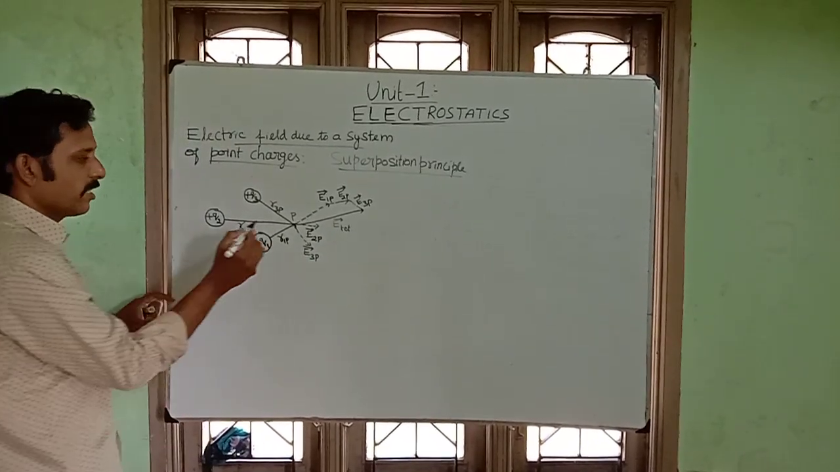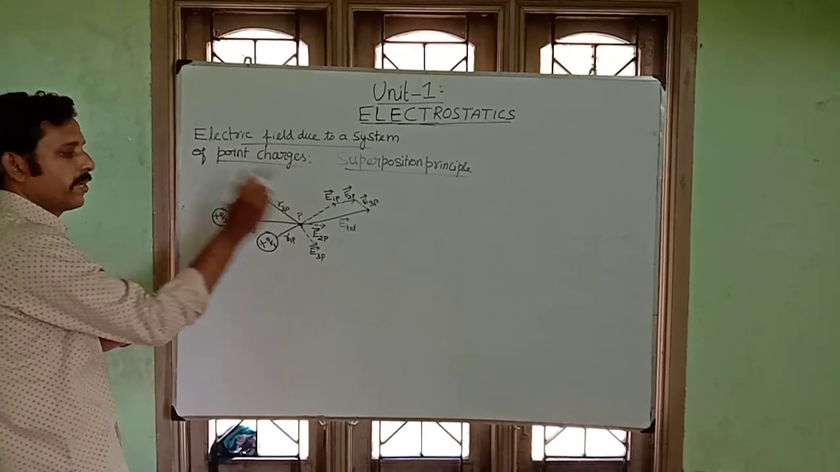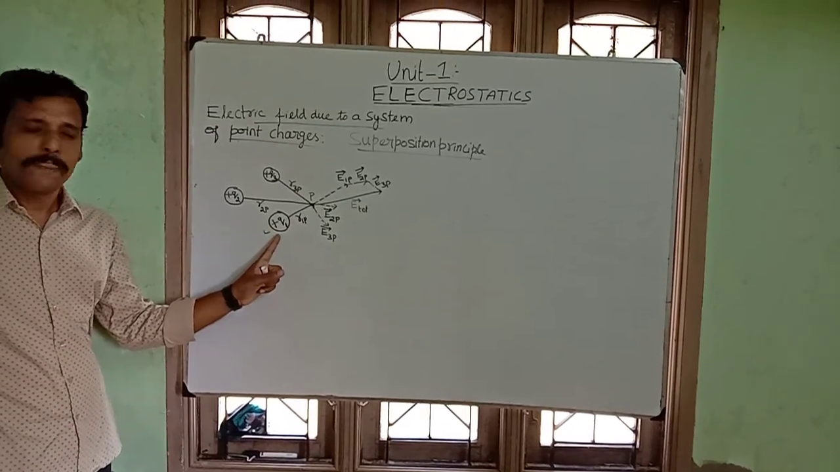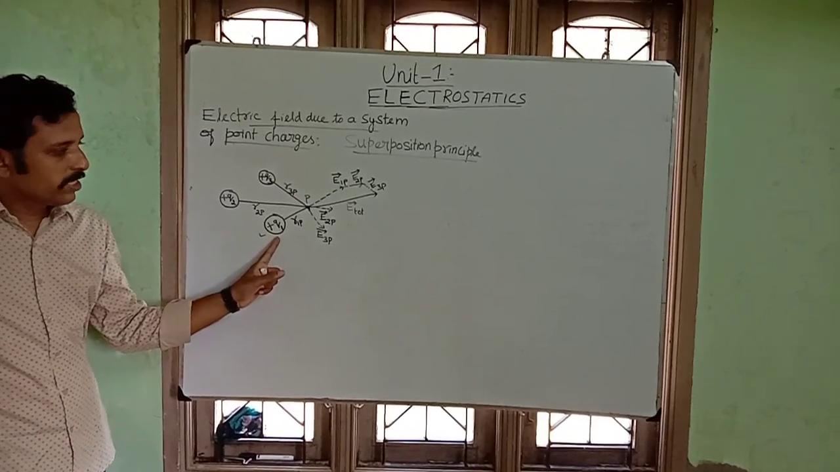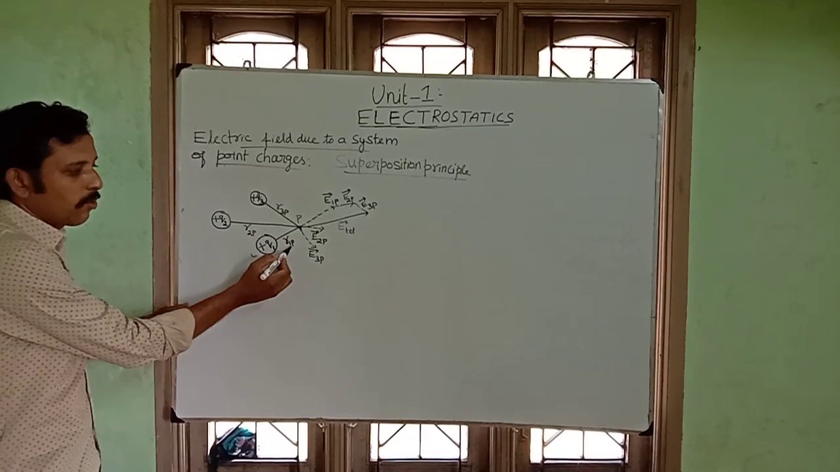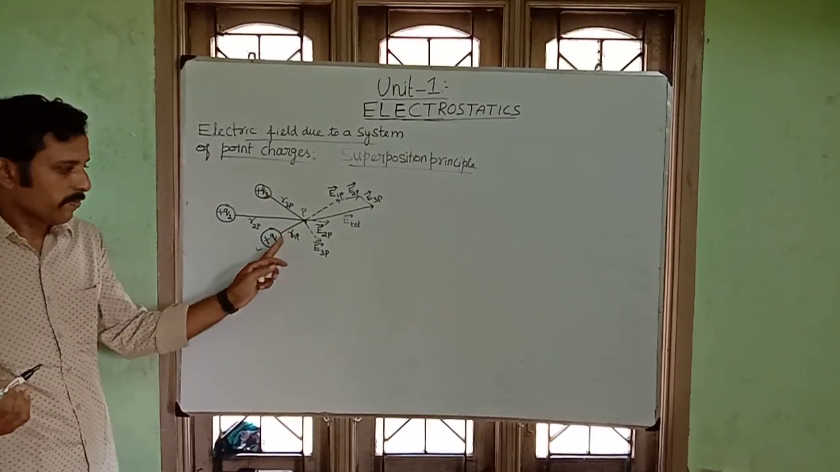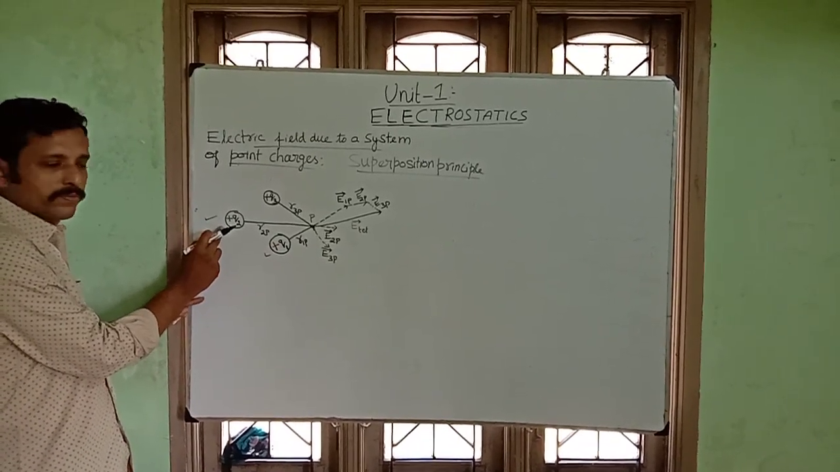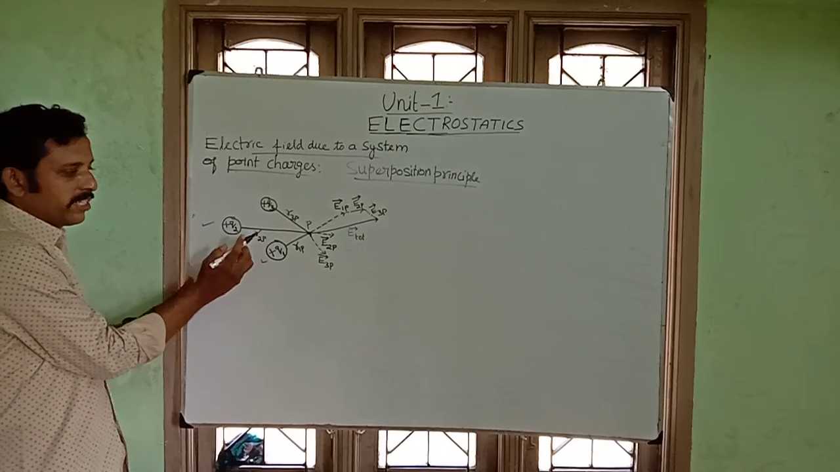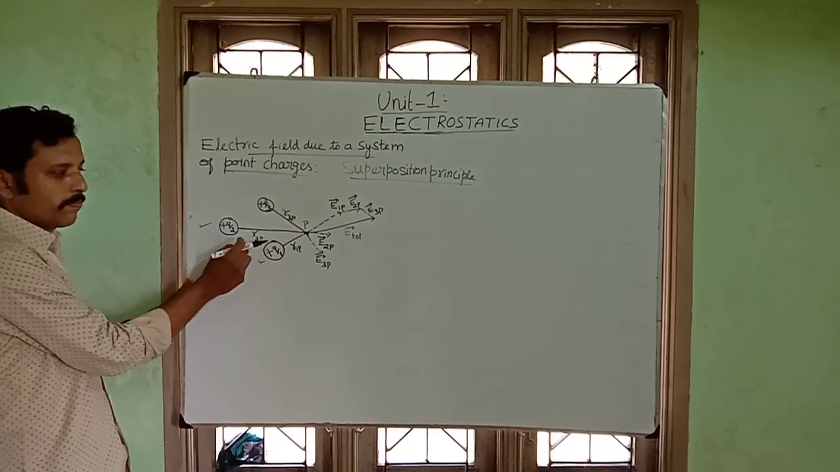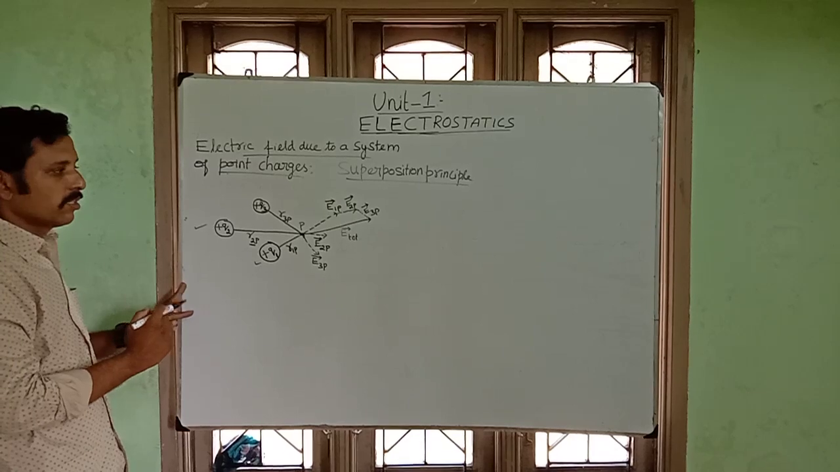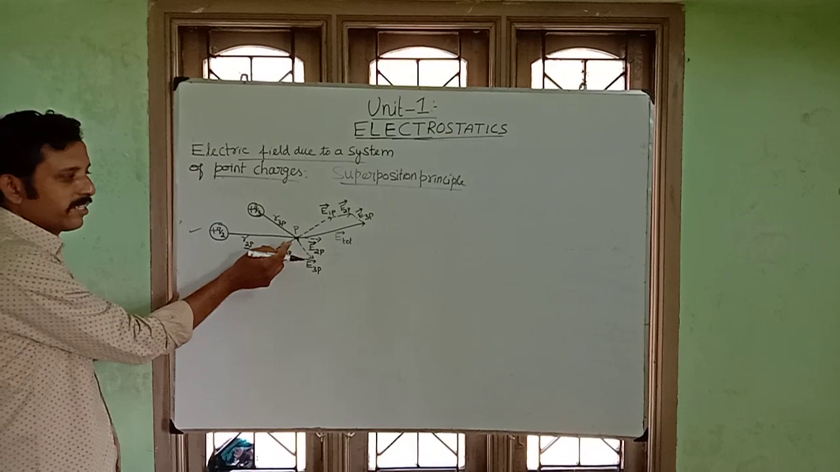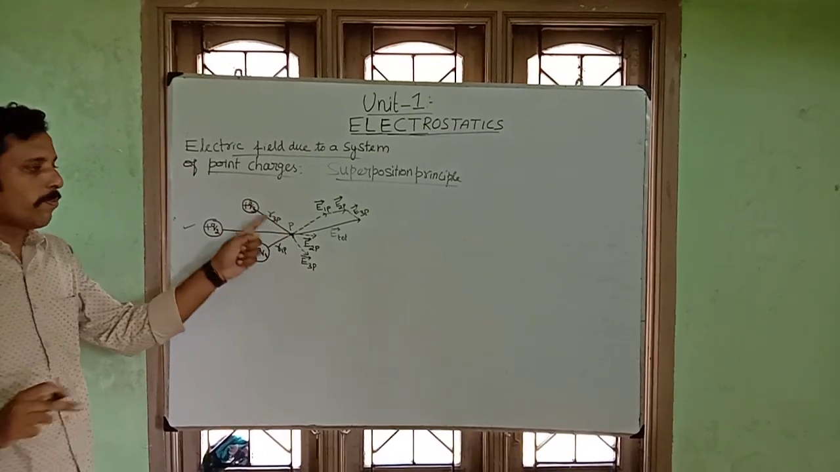For example, consider this is a point P. You see here, we have a Q1 charge. Let the Q1 charge be at a distance R1P from the point. Consider next a Q2 charge, another charge we have. Let it be at a distance R2P from P. Next, Q3 is another charge. Take the distance as R3P to the point P.